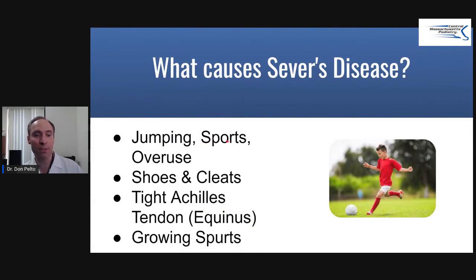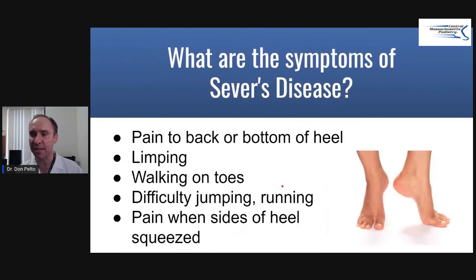So it's caused by jumping sports, overuse, shoes and cleats, tight Achilles, or that equinus thing, which just means a really tight calf muscle, or growth spurts. Once again, if they're growing, what happens is the foot grows, the bones grow, and the tendons pull harder and they have to catch up.